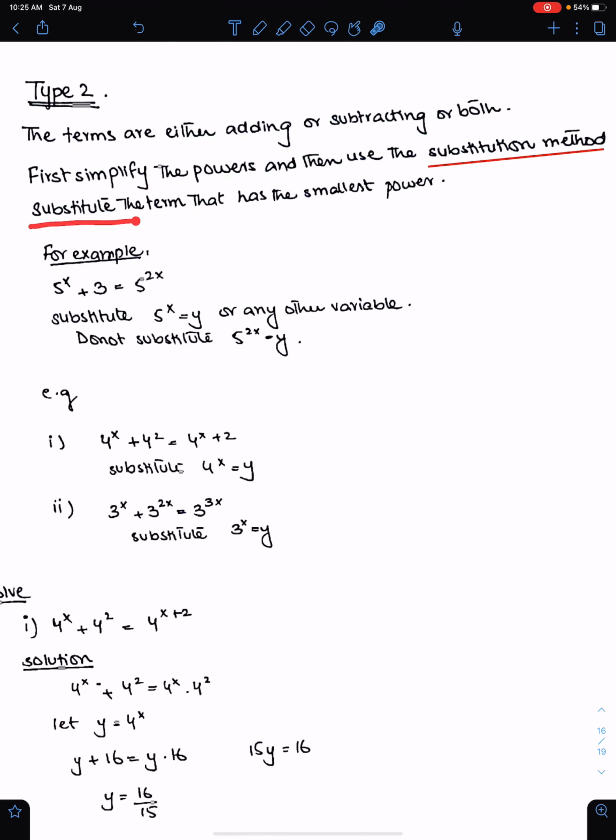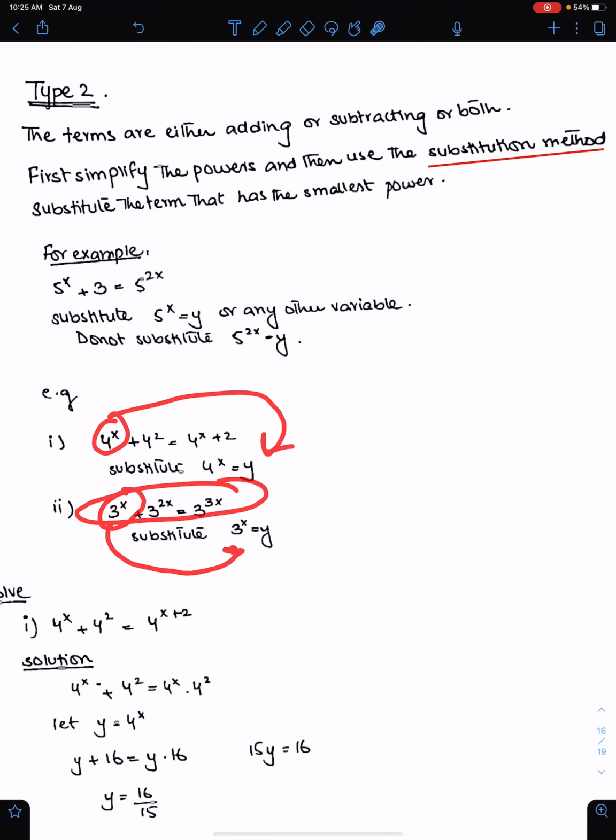And make sure you substitute the term that has the smallest power, like in this case. You need to substitute this 5 power x as y instead of this 5 power 2x as y. We always substitute the term that has the smallest power. This term has the smallest power, so this should be substituted as y. Don't substitute 5 power 2x as y, as this would make calculations very difficult. So in this case, this 4 power x should be substituted as y, since this term has the smallest power.